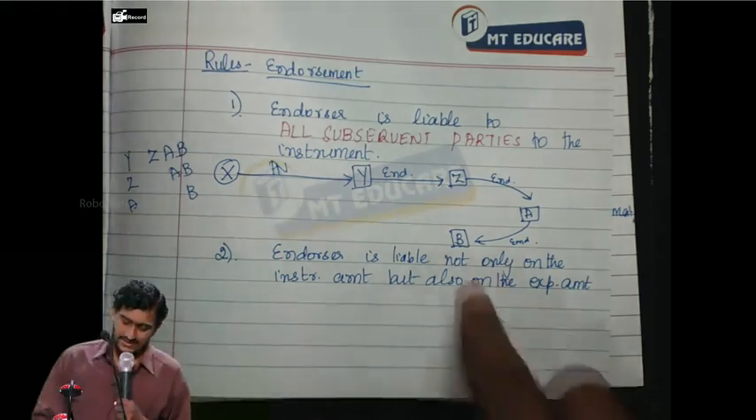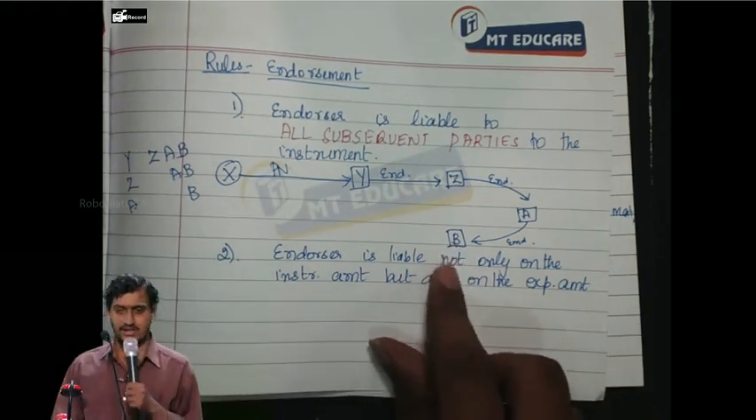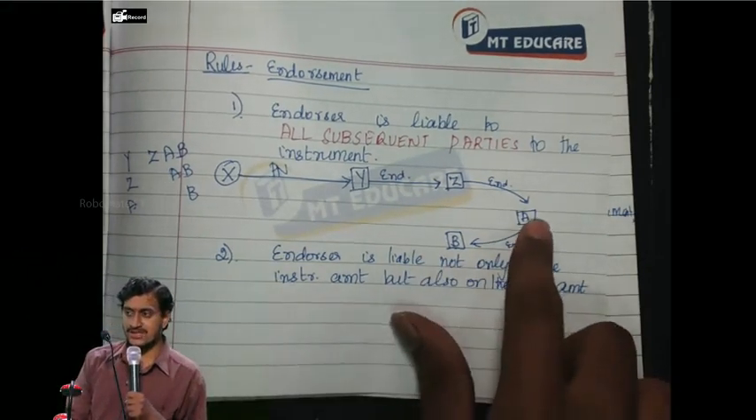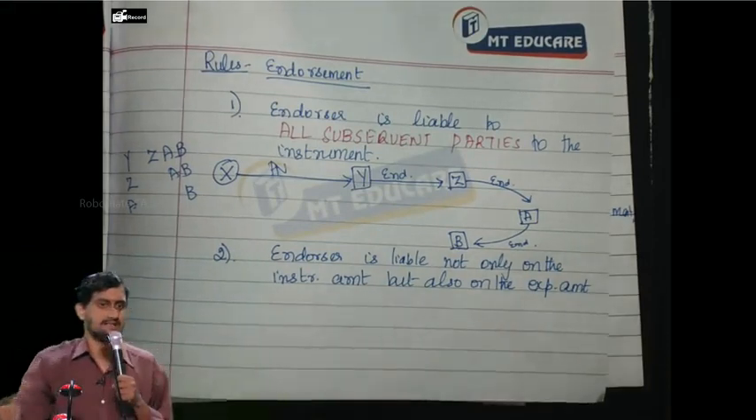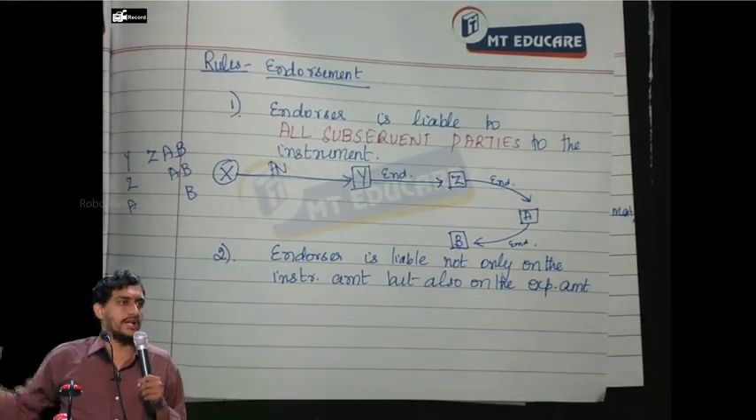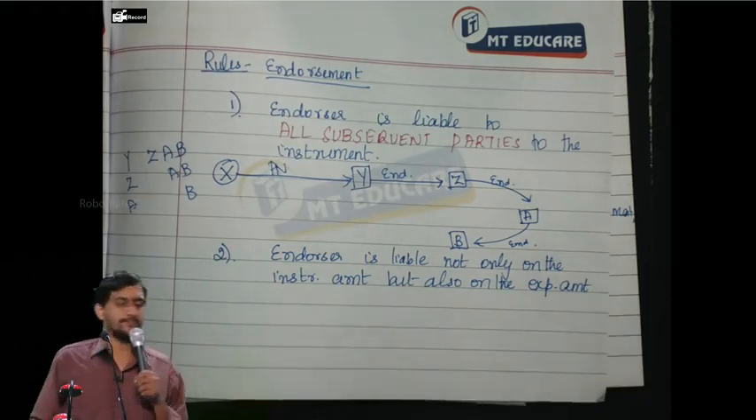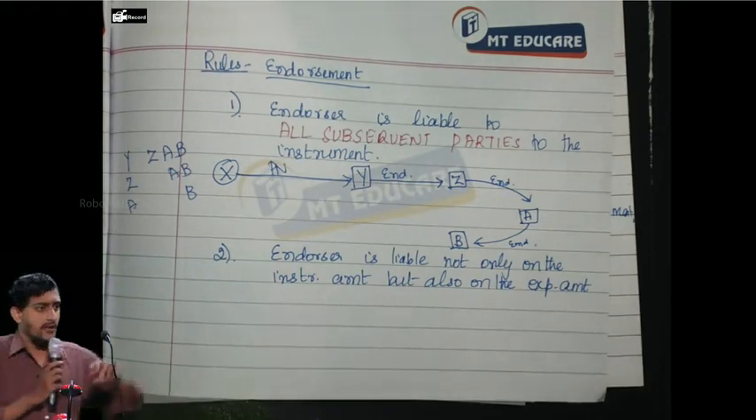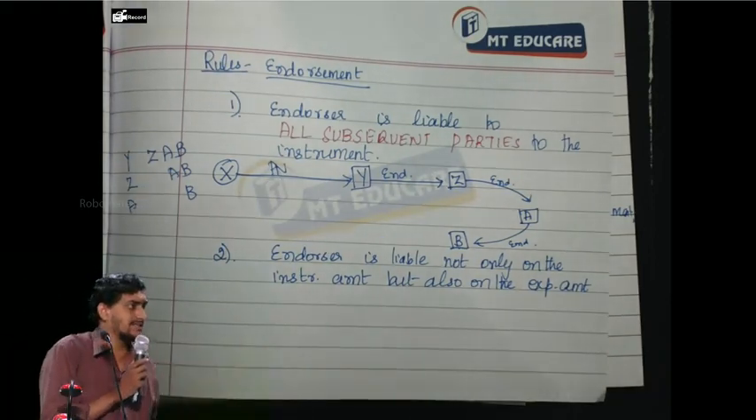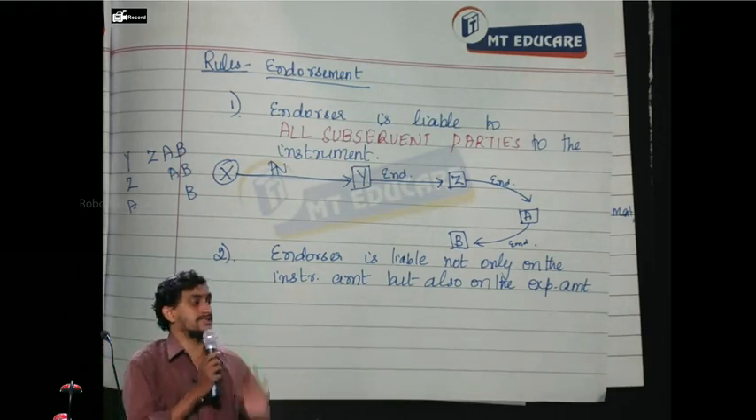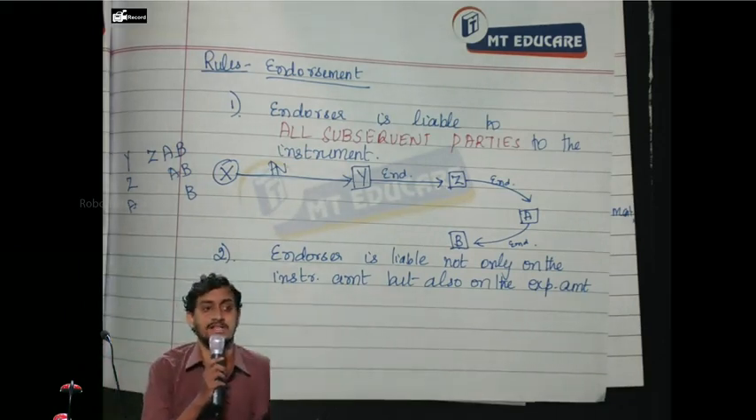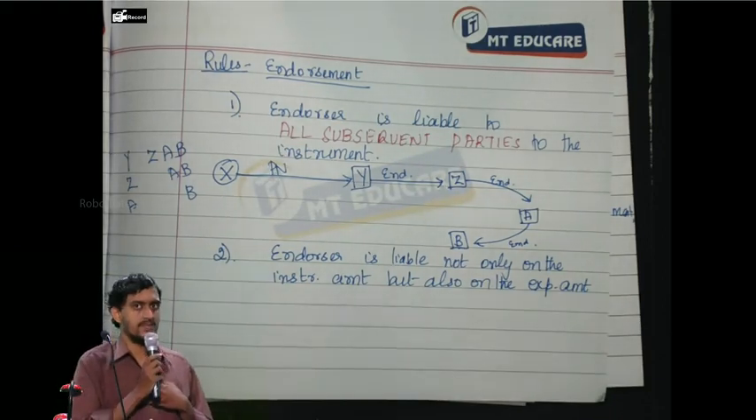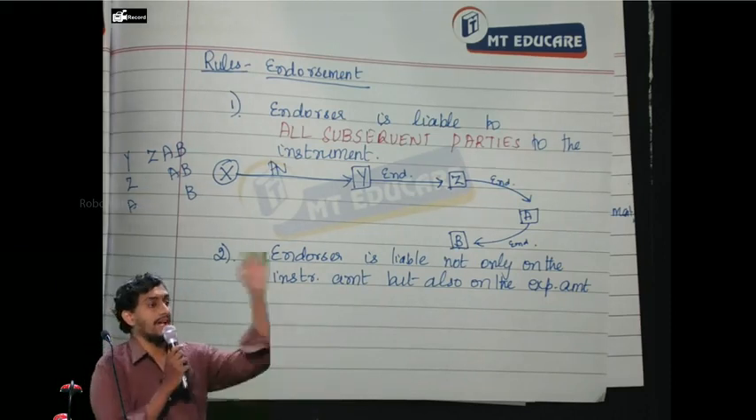Tomorrow if the instrument is getting dishonored, the instrument amount is there, correct. Apart from that, B should send a communication to A, for which he may incur some postage charges. B may have to consult some lawyer, he may have to get it noted. Yes or no? So when an instrument is getting dishonored, various expenses are related to this dishonor, correct or not? All those expenses should also be borne. Who should bear all those expenses? Endorser. But endorser is not only liable on the instrument amount, endorser is also liable on the expenses amount.